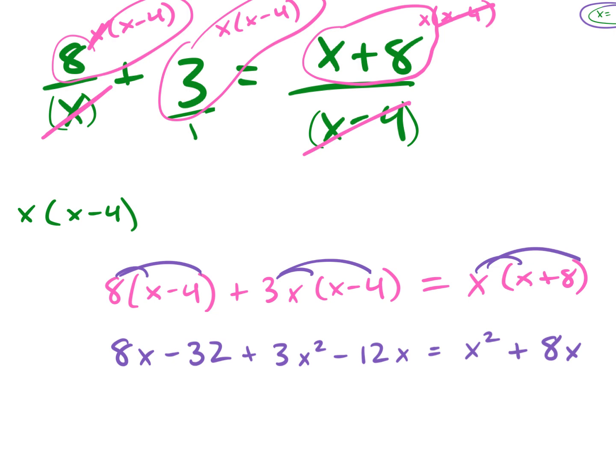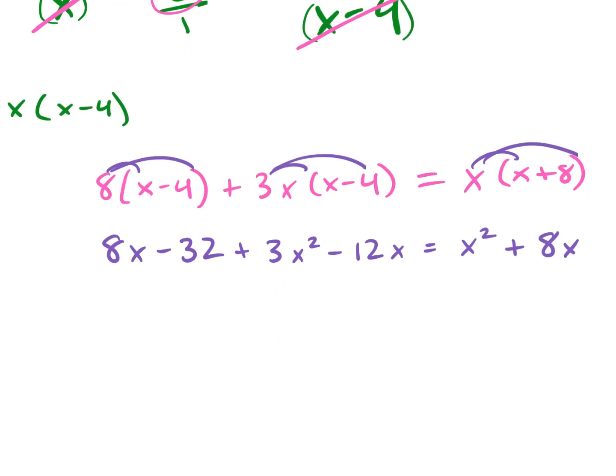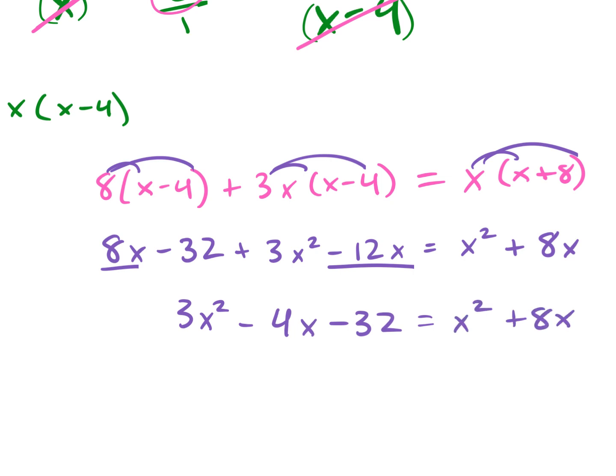What's next? Combine like terms. So what like terms do we have on the left side? 8x minus 12x. What's 8x minus 12x? That would be negative 4x. Perfect. So we have 3x squared minus 4x minus 32 is equal to x squared plus 8x.